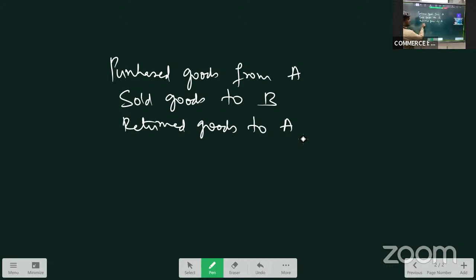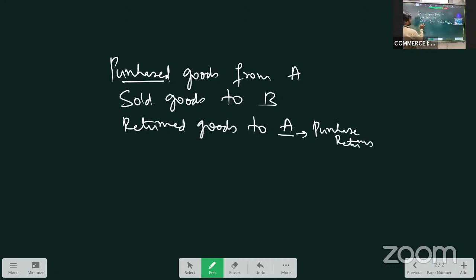Now here it is given as return goods to A. First we'll consider the name and cross-verify whether we have purchased from him or we have sold to him. If it was a transaction of purchases, so from A we have purchased goods, then now this becomes purchase returns.